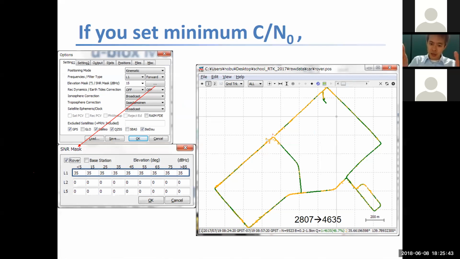In dense urban areas, RTKLIB availability is so bad because when the least squares residual is large, RTKLIB does not provide solutions. Of course, then there is no RTK. Please remember that. Once you set only this minimum carrier-to-noise ratio, the total number increased and the RTK fixed solutions were also improved so much.